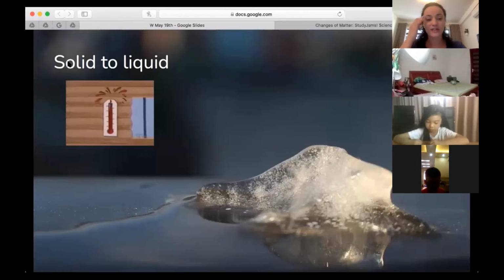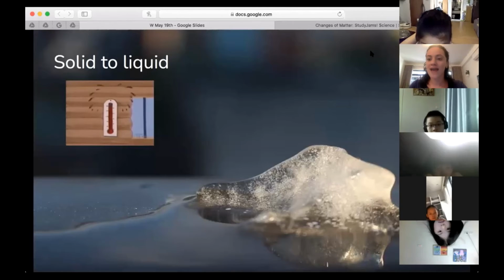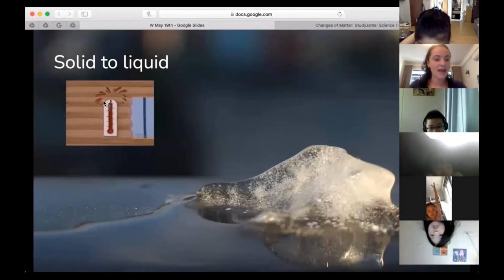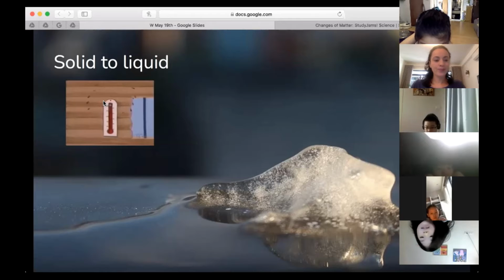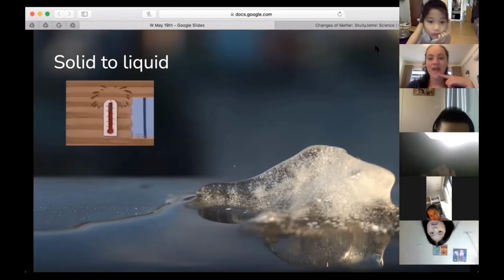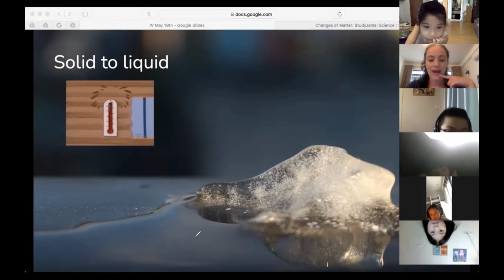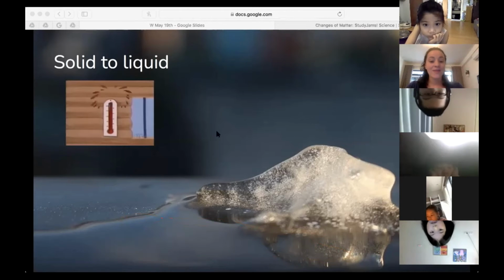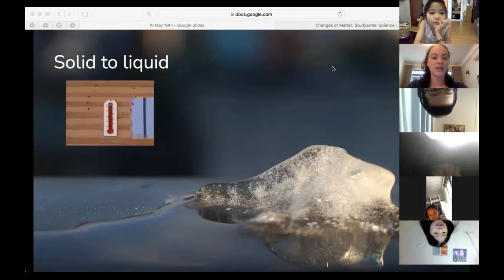So first one is solid to a liquid. What is happening here? Bunny, what do you see in this photo? I see the ice has melted. Very good. And banana, is ice a solid or a liquid? Solid. Very good. And is water, when it melts, all of this here, is this a solid or a liquid, banana? Liquid. Very good. Banana, you did very, very good job on your homework. So this is a solid to a liquid.